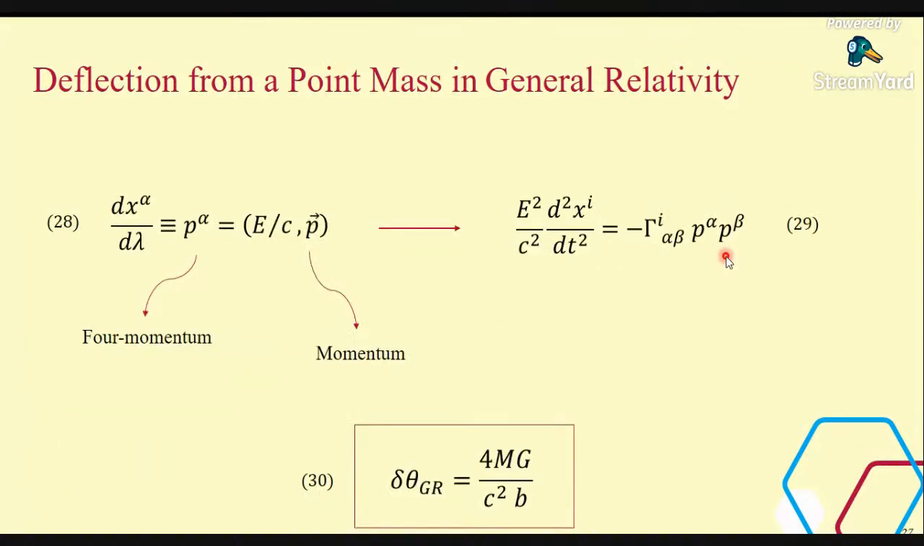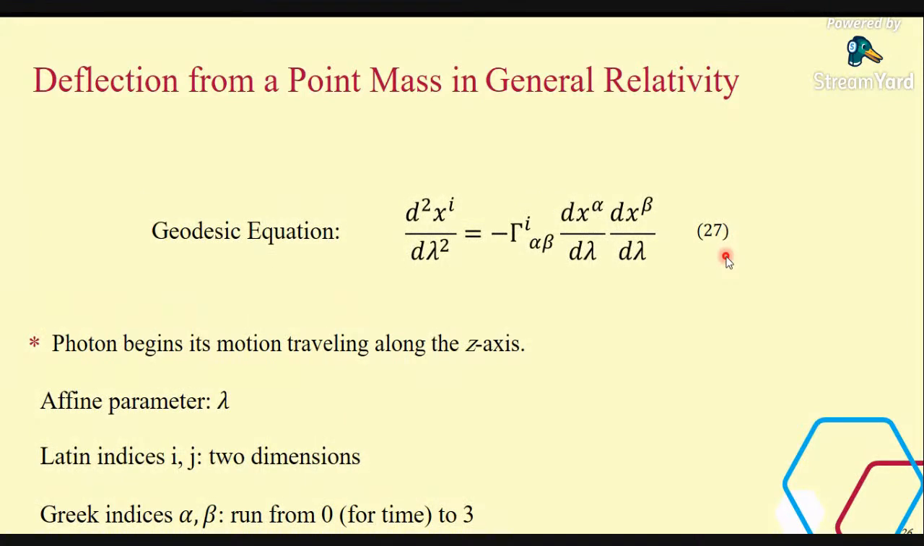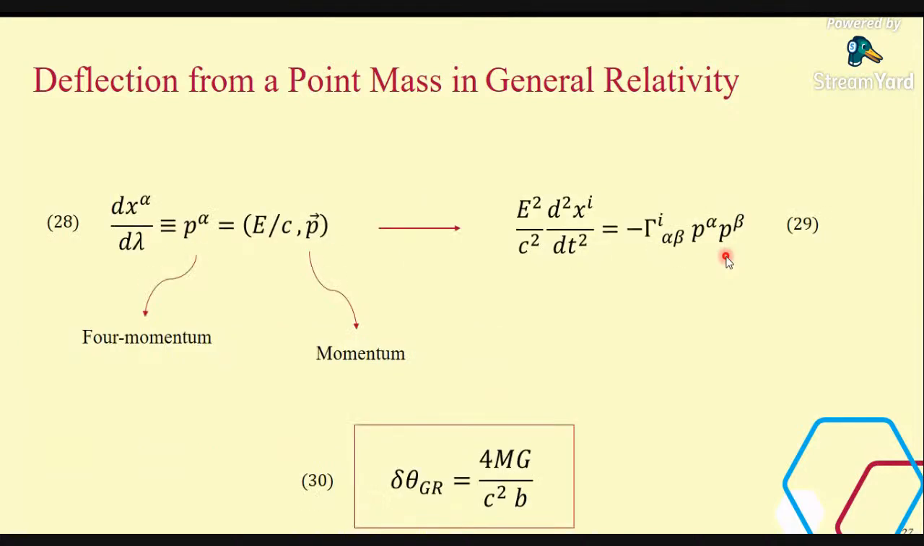The right hand side of equation 27 can be expressed as the four momentum. So we have equation 29. And after computing the Christoffel symbols, in the end, we have the deflection angle that is predicted by Einstein. As you see, the deflection angle predicted by general relativity is twice as large as the Newtonian prediction.